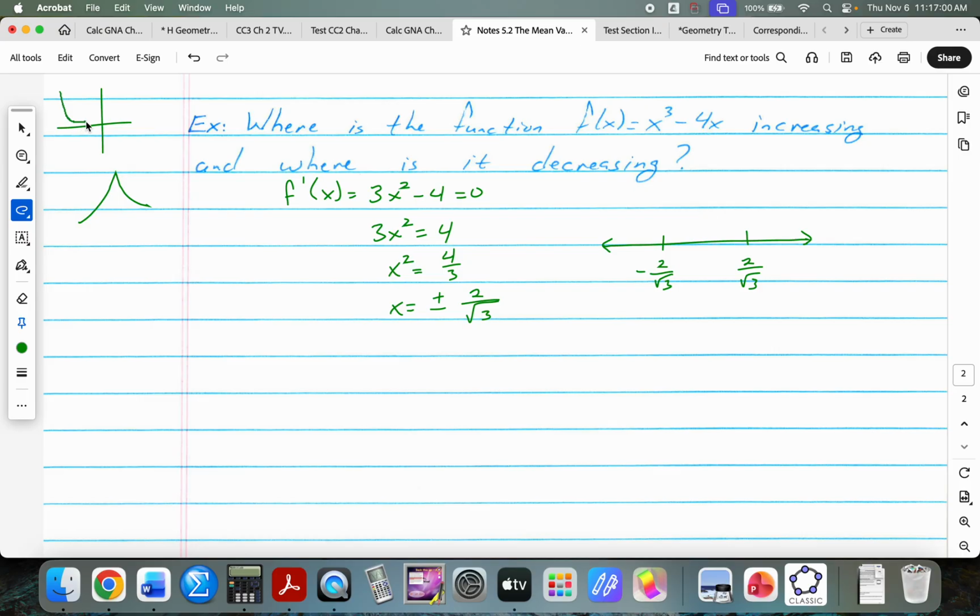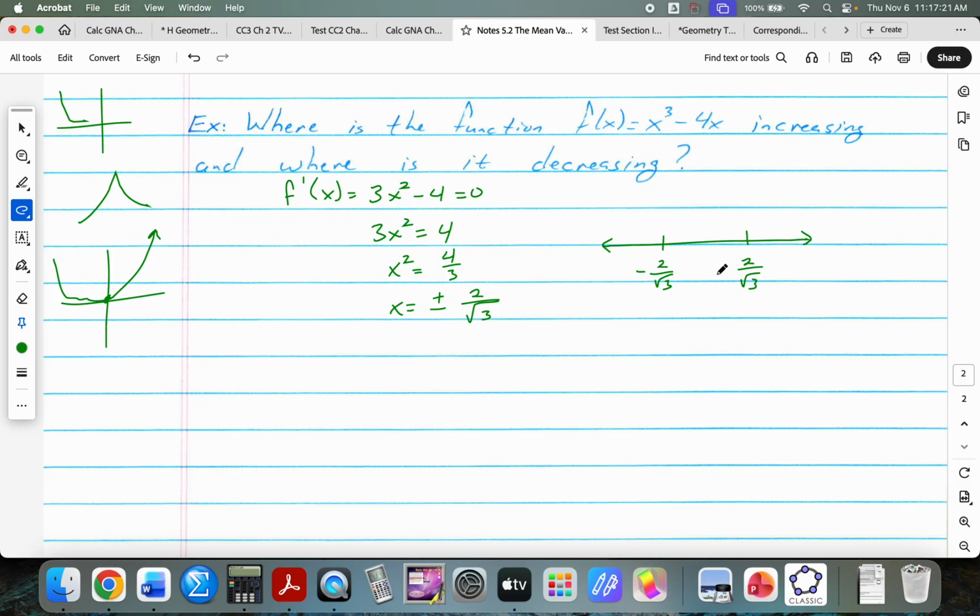I don't know if you did this in pre-cal or in algebra 2, but when you had a quadratic where it had a double root someplace, where it just touched it and then went back up, there's no sign change there, okay?